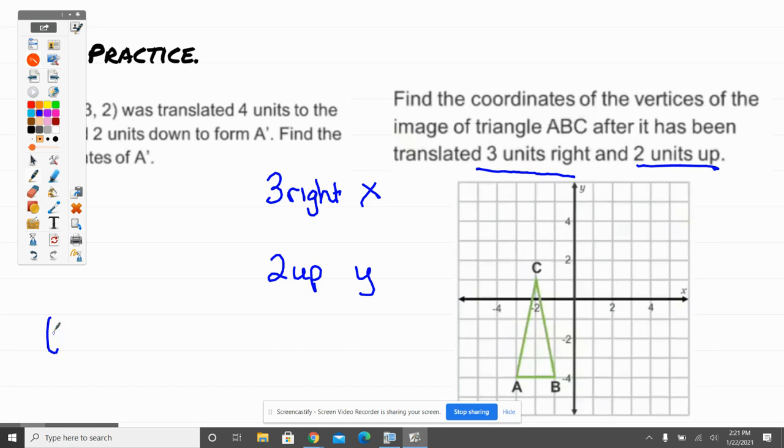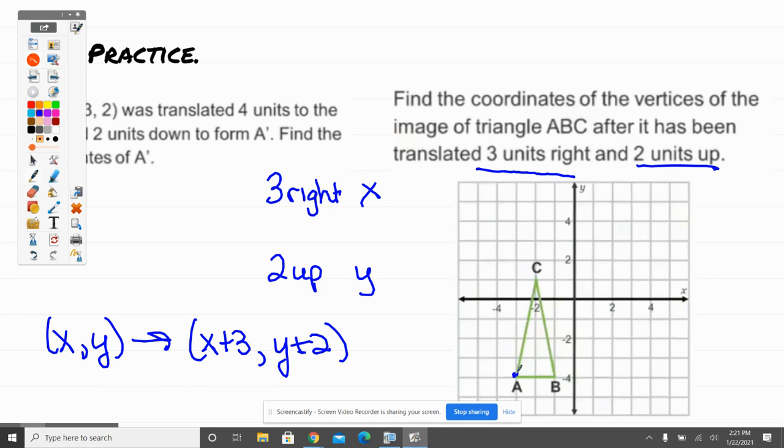Now we can write our code. XY is now going to be 3 to the right. Well, that's plus 3. X plus 3. 2 up, that's a plus as well. That's a Y plus 2. So all of these points on A, B, and C are going to add 3 and add 2.